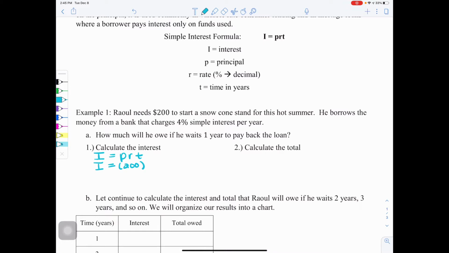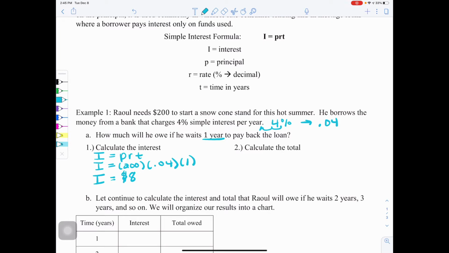We then have to plug in a rate. So our rate is 4%, but we need to change that to a decimal by moving the decimal place 2 places to the left. So as a decimal, that would be 0.04. That's going to go in for R. And then our time is 1 year, given right there in the statement. So we will put a 1 in for T. We can use our calculator to calculate that multiplication, and we will find out that the interest is $8.